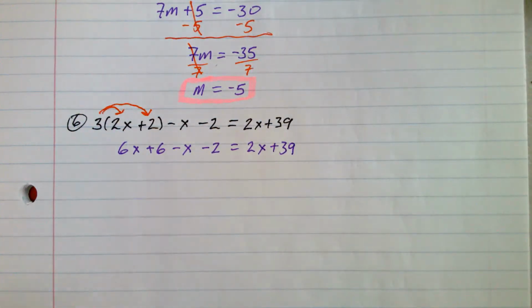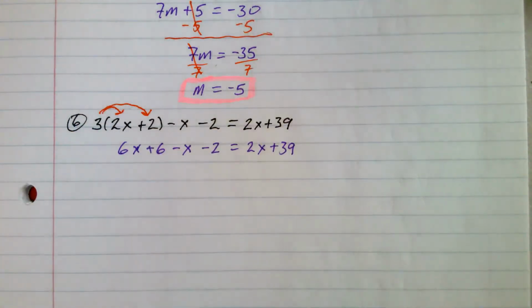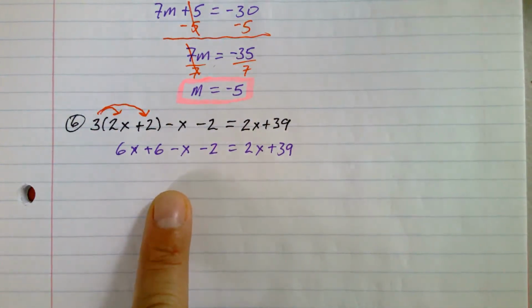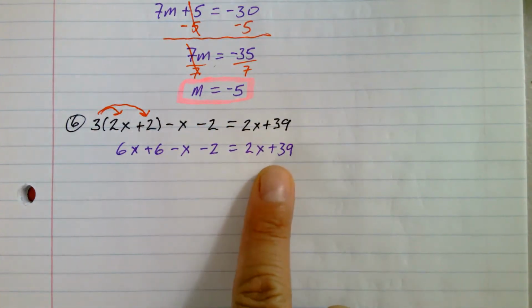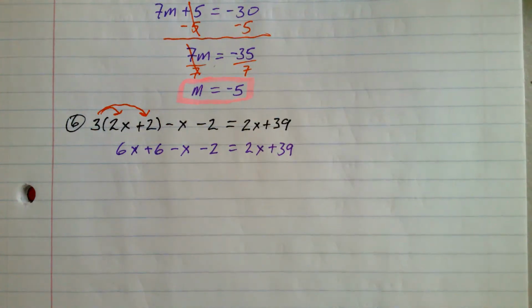Okay, so the first thing we have to do was distributing, and we did. Second thing we always have to do is combine like terms on either side. Definitely on the left side of the equal sign, we can combine. Is there anything I can combine on the right side? No, that stays 2x plus 39 for right now.